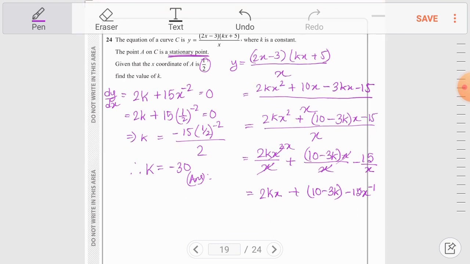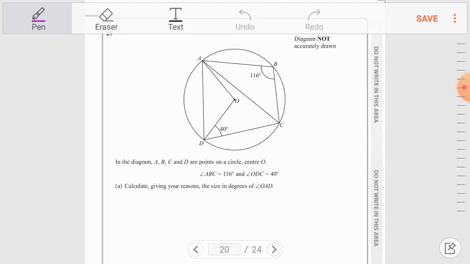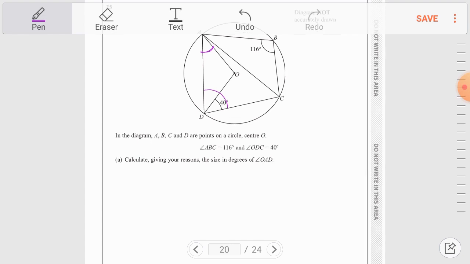Moving to question number 25. The diagram: A, B, C and D are points on a circle center O. Angle ABC is equal to 116 degrees and angle ODC is equal to 40 degrees. Calculate, giving your reasons, the size in degrees of angle OAD. Okay, so we need to find this angle OAD. So at first we need to find the entire angle ADC.